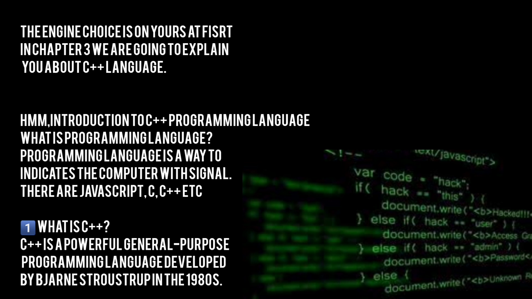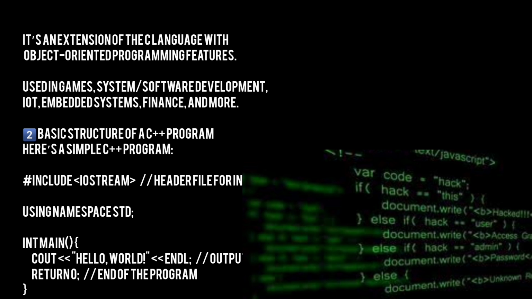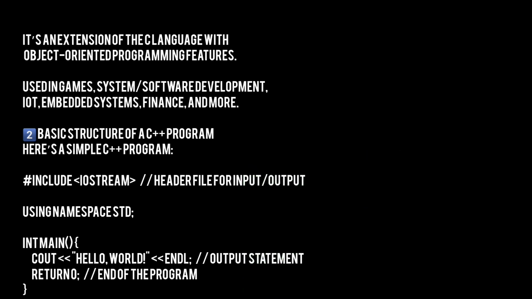C++ is a powerful general-purpose programming language developed by Bjarne Stroustrup in the 1980s. It's an extension of the C language with object-oriented programming features. Used in games, system software development, IoT, embedded systems, finance, and more. Basic structure of a C++ program.